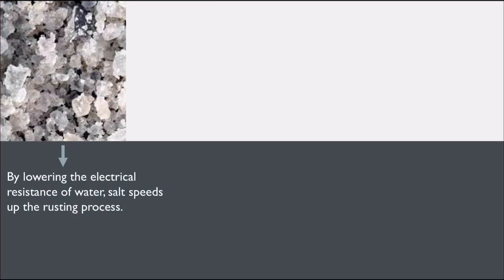For example, salt water is an electrolyte which conducts ions. This will lower the electrical resistance of water, which in return allows salt to speed up the rusting process. Cars in the winter are more susceptible to this because of the use of road salt to melt snow.